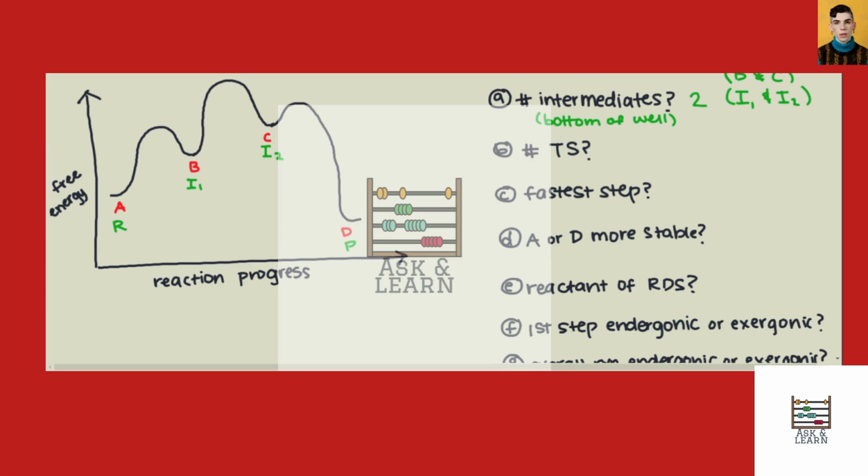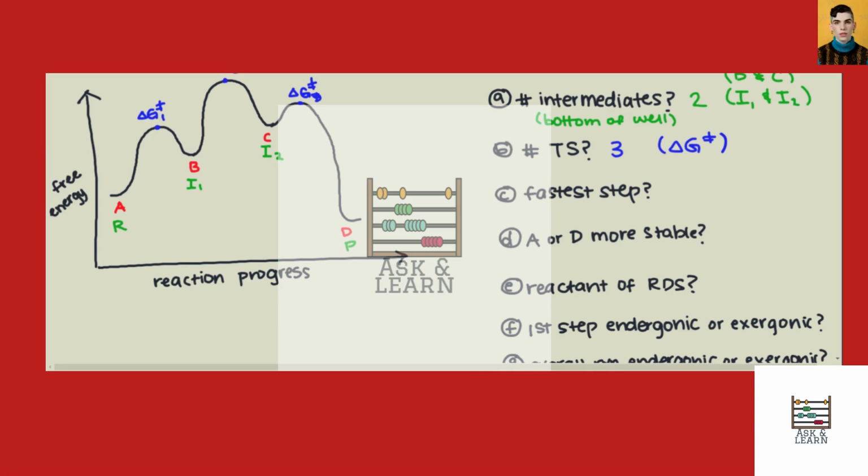For the number of transition states, you're looking at these structures here. So you have delta G double dagger 1, delta G double dagger 2, and delta G double dagger 3. So in this case, you have 3 transition states.